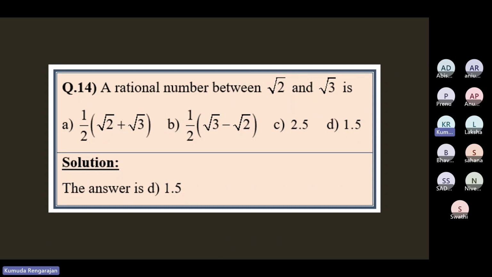So among the options given, A and B are irrational numbers. C and D are rational numbers. So the answer cannot be A or B. You don't think about these two because you have to find a rational number. These two are not rational, so leave those two. Now this is rational, this is rational. This one is 1.4 and something, this is 1.7 and something. So 1.5 will come in between. 2.5 is beyond 1.7.